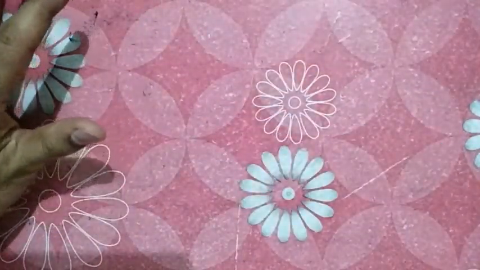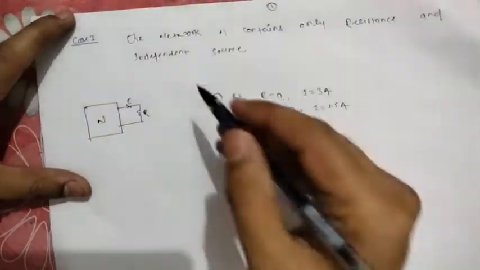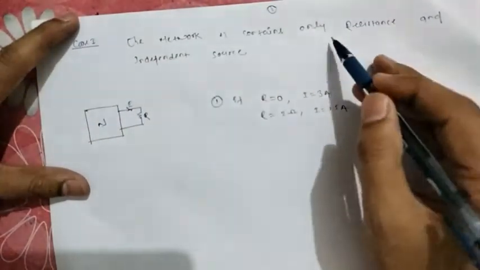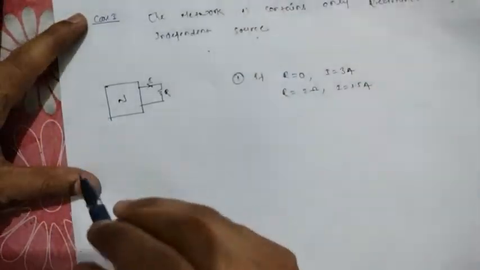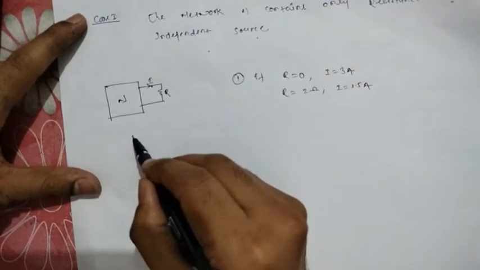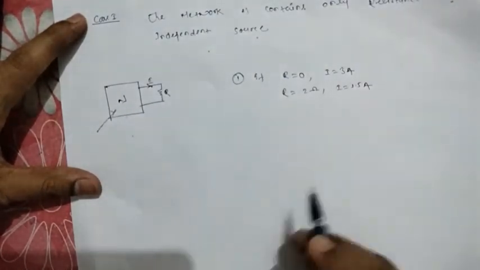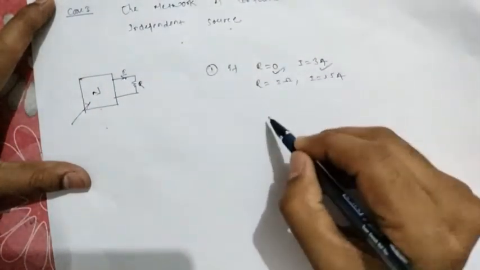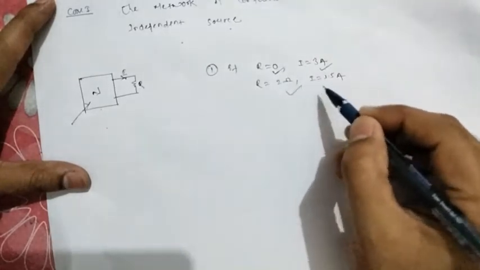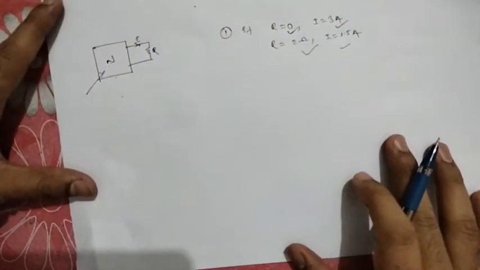Now we have this circuit with us. If we see the question, the network consists only of resistance and independent sources. This is your network. If you look at the network, it consists of only independent sources and the resistance. Now what is the condition given? If R is equal to 0, then current is 3 ampere, and if R is equal to 2 ohm, then current is 1.5 ampere.